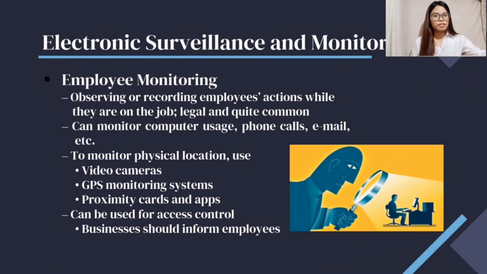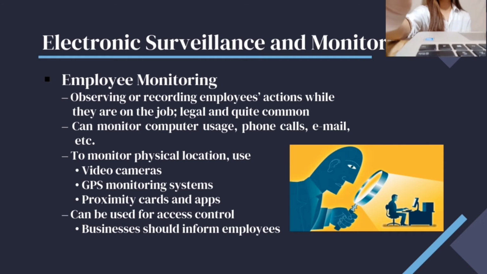Next is employee monitoring. Employee monitoring is called observing or recording the employees' actions while they are on their job. For your information, it is legal and quite common. To monitor physical location, you can use video cameras, GPS monitoring systems, proximity cards, and apps. GPS means Global Positioning System. It is a tracker or navigator. Next, employee monitoring can also be used for access control. Businesses should inform employees.